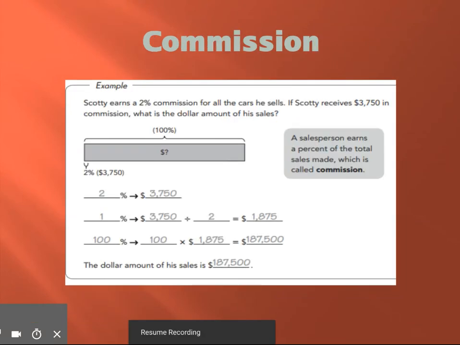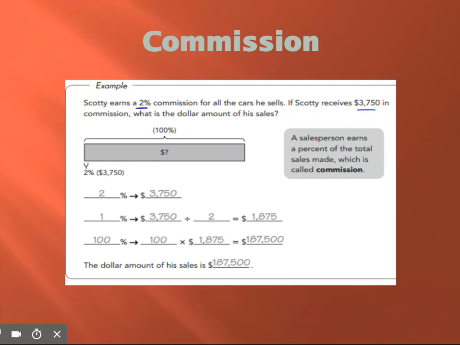Okay, now we're going to practice some problems about commission. Commission is something you want to know about if you ever work in sales. If you sell something in certain sales companies, like car sales especially, you receive a percent commission. So however much the item costs, you receive that percent commission for yourself. So in this example, but cars, Scotty gets a 2% commission for all the cars he sells.